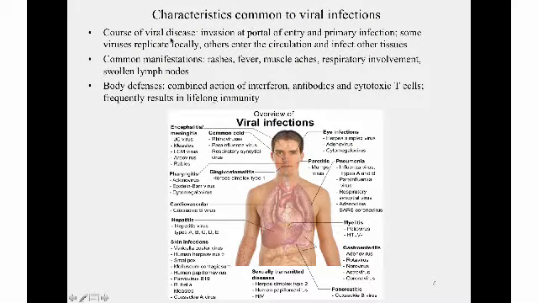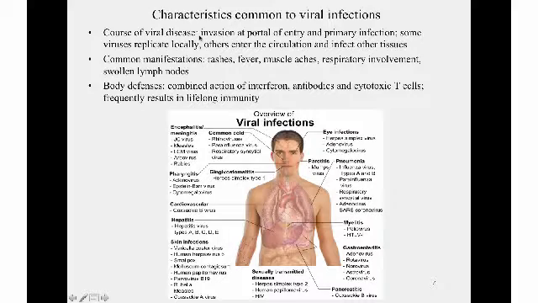Now, some of the common symptoms of a viral infection would be a rash, a fever, muscle aches, respiratory involvement, swollen lymph nodes. And the immune system will respond by the action of interferon, also antibodies, and the CD8 T cells, the cytotoxic T cells, are the immune system cells that can destroy virus. So there's actually a population that has a high amount of these cells that is indeed resistant to HIV because it'll just wipe out that virus.